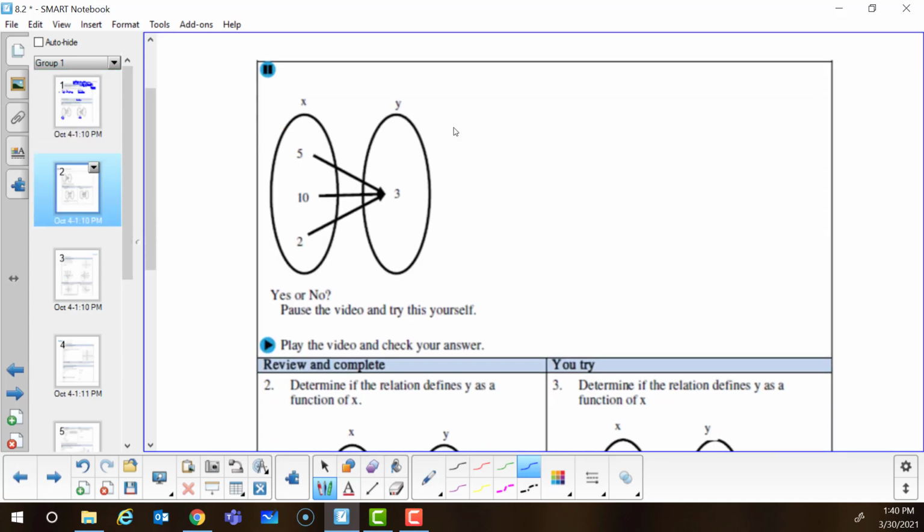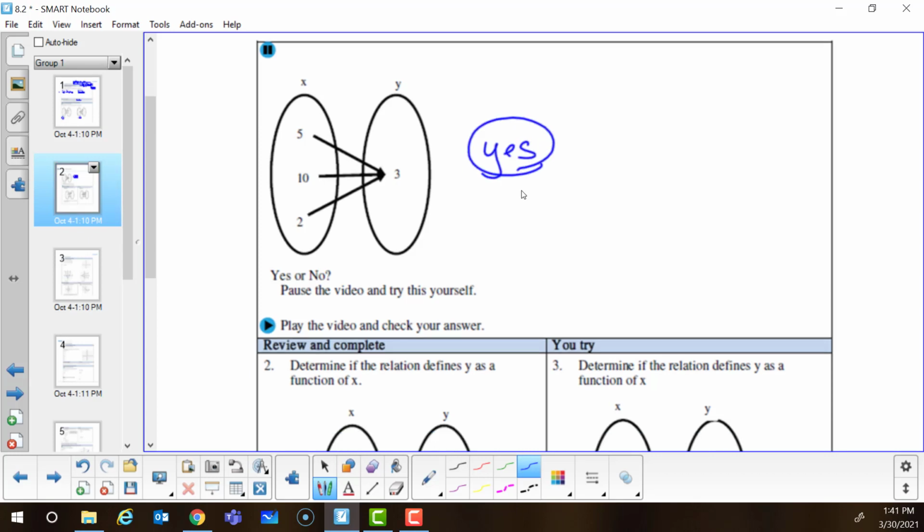So what do you think about this one? I've got 5, 10, and 2 all pointing to the number 3. Do you think that's okay? Are any of my x's repeated? No, they are not. So yes, this is a function.